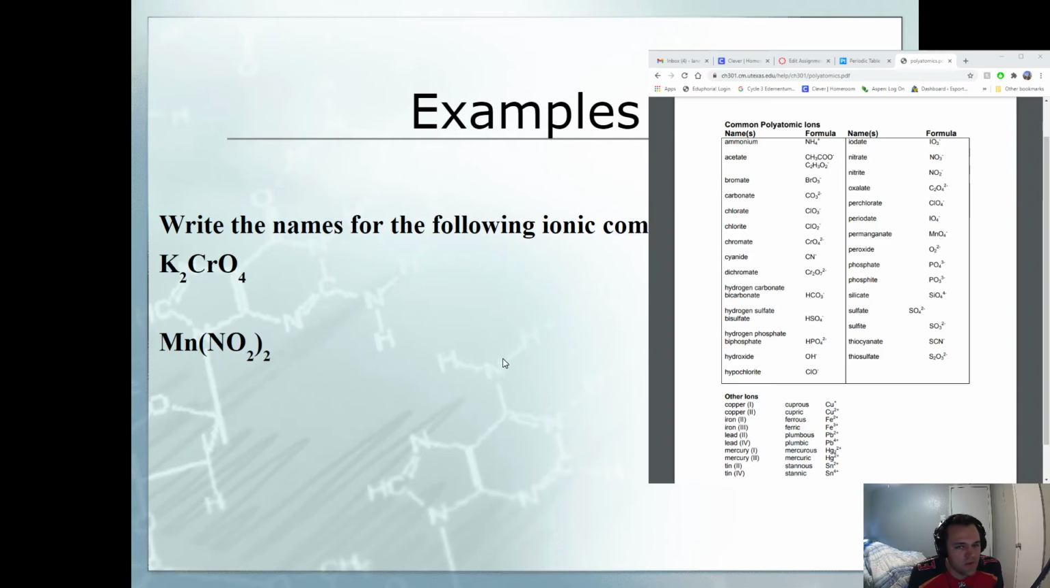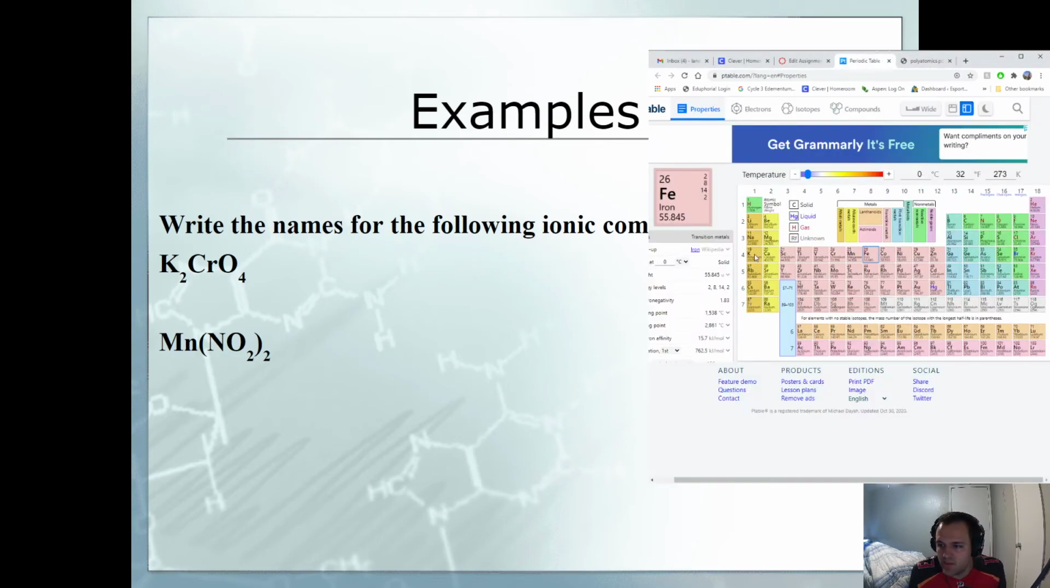All right, and you can do this going the opposite way as well. You can take the formula and write names for it. So here we've got K2. K, if we look on the periodic table, is potassium. It's a first column metal, so we don't have to worry about putting the parentheses in there with the Roman numerals because it will always have a charge of positive 1.